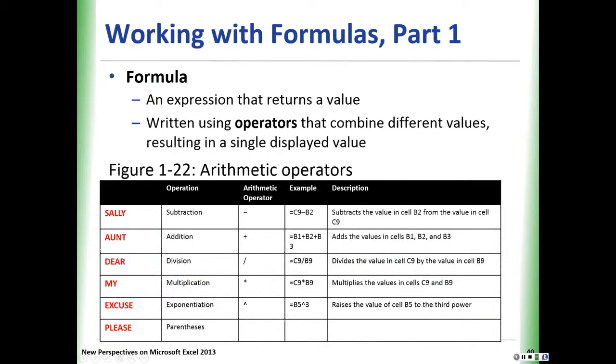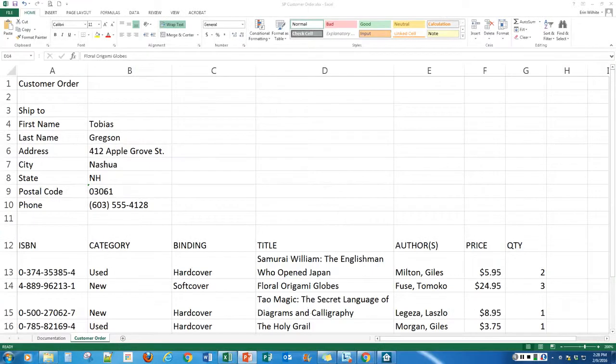So here we have a graphic for you, and you can also find this in the PowerPoints if you want to download them. Please Excuse My Dear Aunt Sally is the order of operations, and here it's from the bottom to the top. Now we're going to enter the formula to calculate the charge for the first book order. So we're going to go to cell H12, and we're going to type in all caps CHARGE.